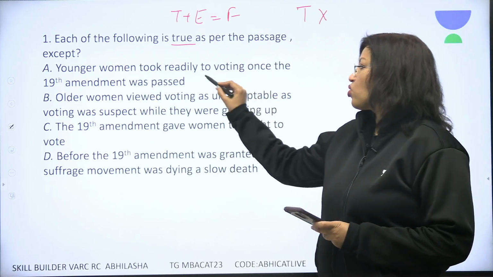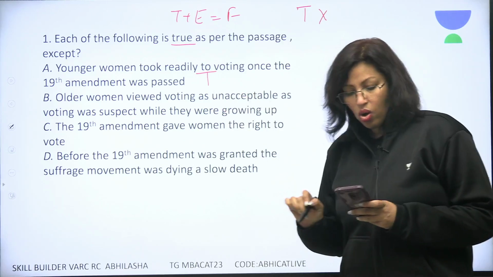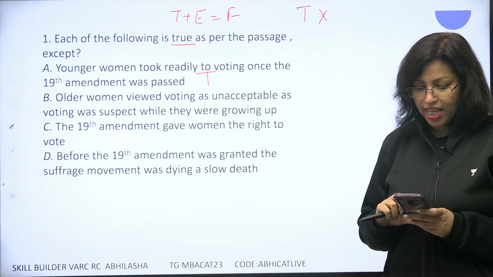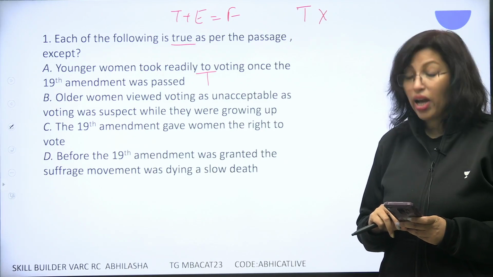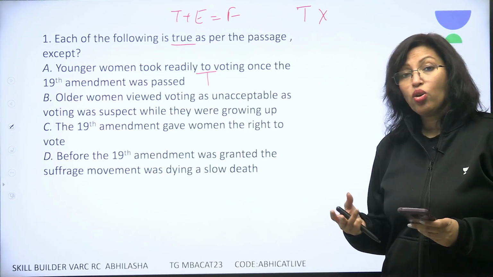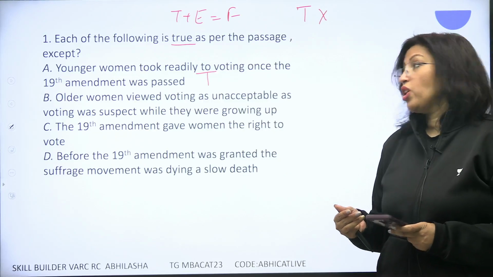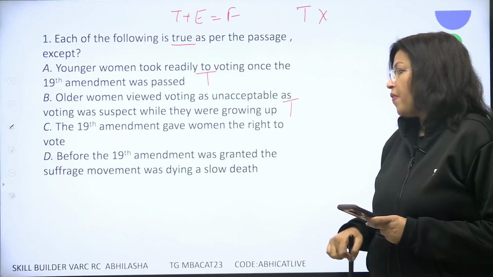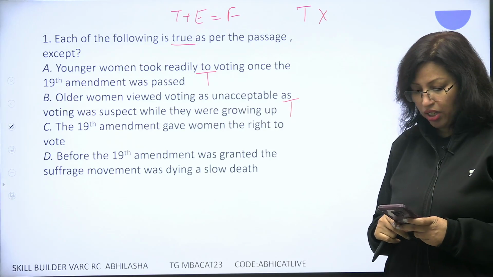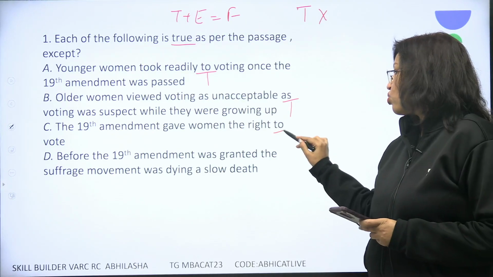Okay. So yes, this is true. Older women viewed voting as unacceptable as the voting was suspect while they were growing up. So when they were growing up, voting was questioned. So therefore, they did not view voting as acceptable. So true. The 19th Amendment gave women the right to vote is also true.